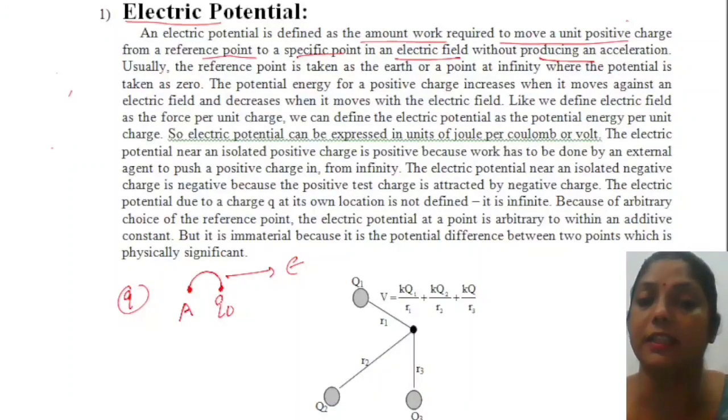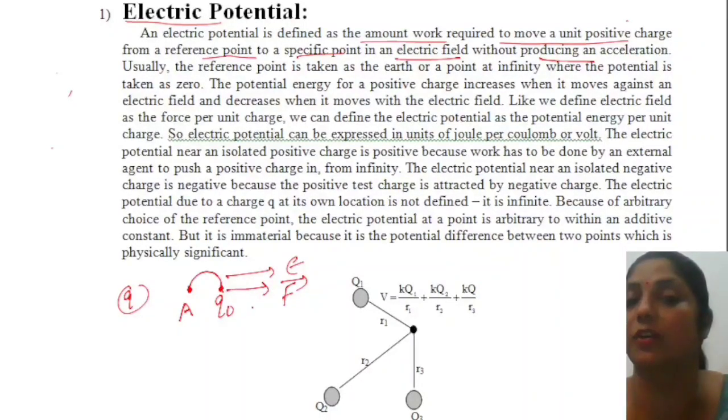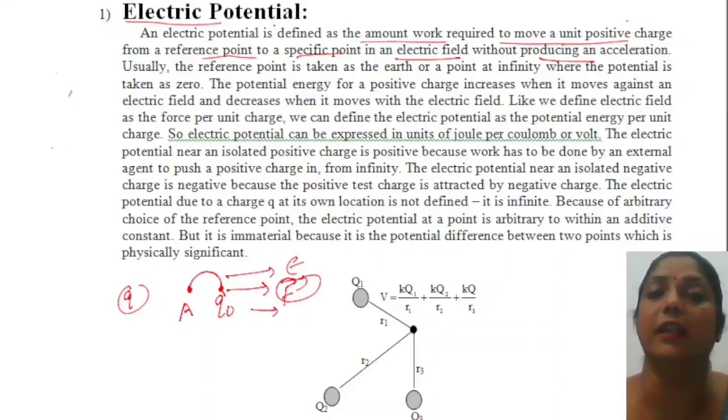Because this test charge is placed in this electric field, it experiences some force and the force is acting in the direction of the electric field, this one. So this test charge experiences force in this direction along the right side, but we want to move this positive charge from this point to point A, right? So you have to do some work against this force, and that work done is called electric potential.